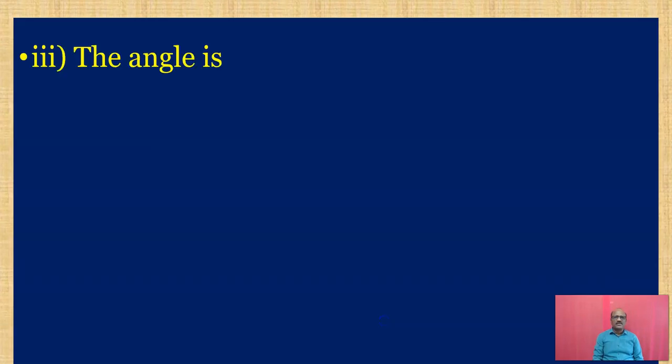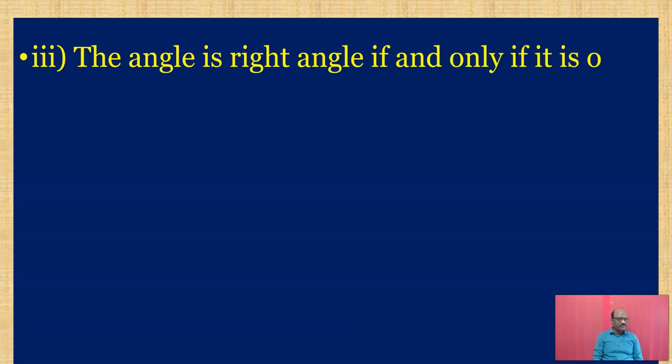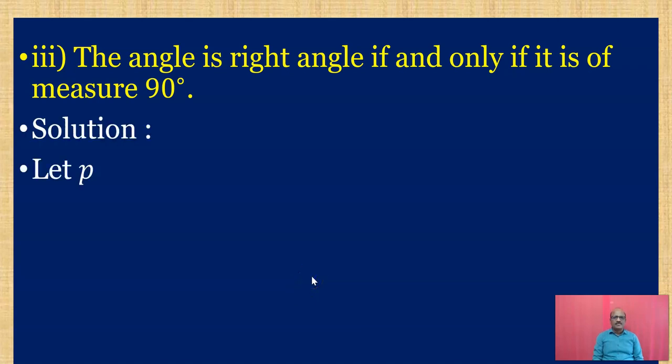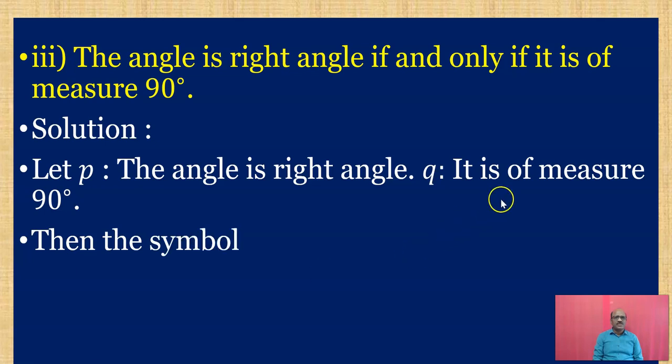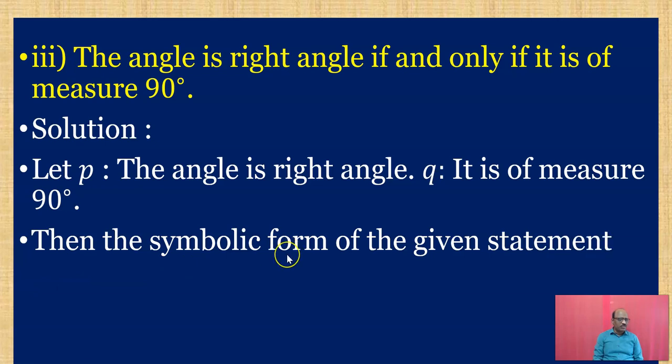Next is the angle is a right angle if and only if it is of measure 90 degrees. One by one. P, the angle is a right angle. Q, it is a measure of 90 degrees. Then the symbolic form of the given statement is P double implication Q, if and only if. Therefore, it is a double implication.